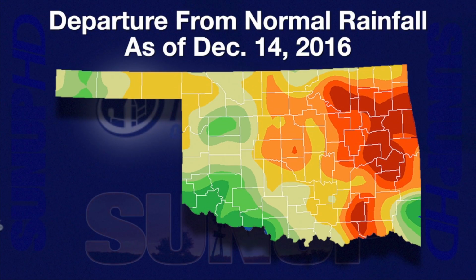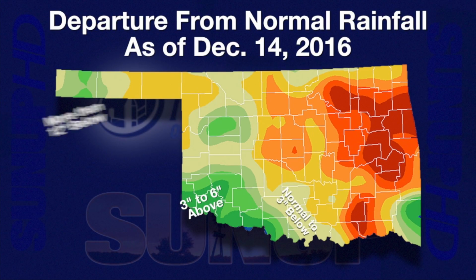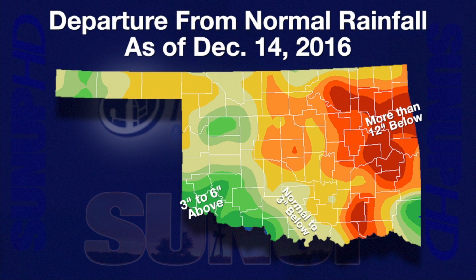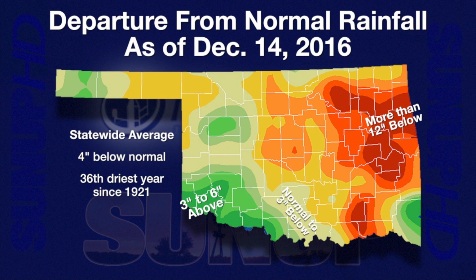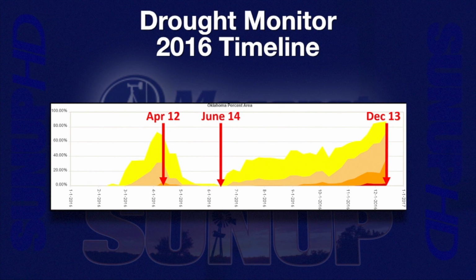As you can see from this departure from normal rainfall map, which goes through December 14th, barring any unforeseen huge storms at the end of the year, we're going to end up about 4 inches down across the state on average, which would be about the 36th driest year since 1921. You can see where the big deficits are across eastern Oklahoma and central Oklahoma, and also up into northwestern Oklahoma.